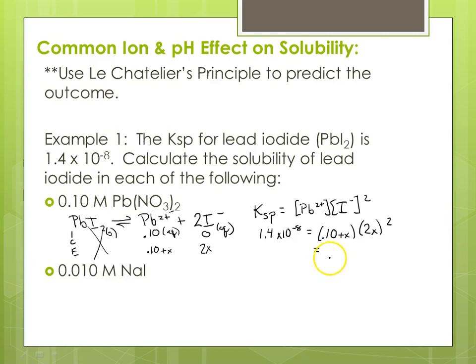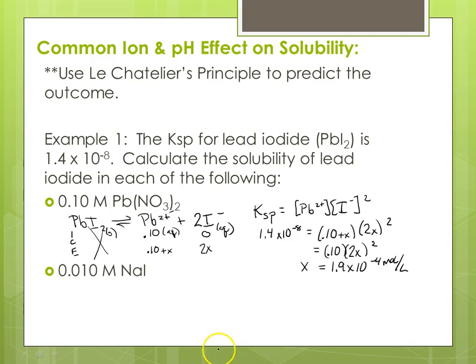So now the good news, you can still take that little shortcut, because if you notice, this is a very tiny number, so any change in X is going to be negligible. So we would come up with X equaling 1.9 times 10 to the negative 4th moles per liter. So that's the solubility of lead iodide if we place it in a lead nitrate solution.